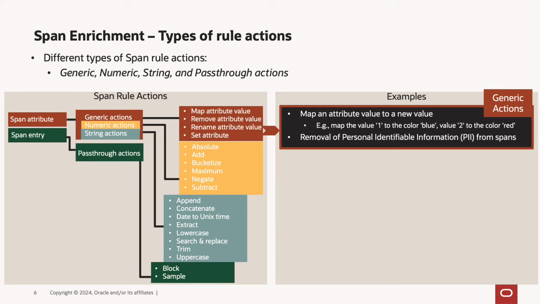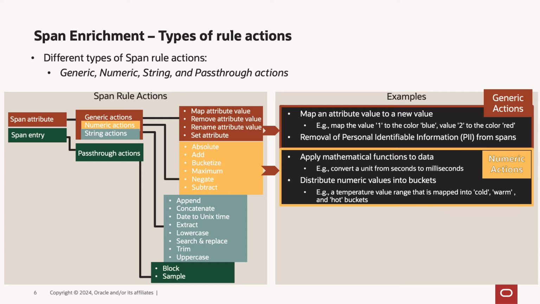You can use generic action to map existing attribute values to new values. You can also remove a value from an existing attribute, rename the attribute, or create a new attribute. For example, an existing attribute collects values 1, 2, or 3. You can map the attribute values to blue, red, and green respectively by uploading a mapping file. Another example, an existing attribute is collecting PII information. You can use generic action to remove the particular attribute from the pipeline.